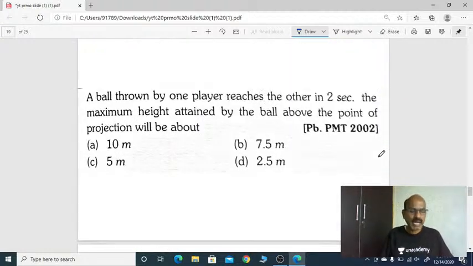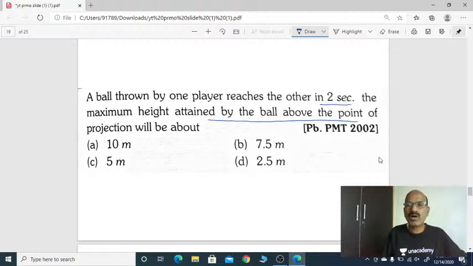A ball thrown by the player, see that clearly is given. A ball thrown by one player reaches the other in 2 seconds. The maximum height attained by the ball above the point of projection will be, right? So we know that. See that question, try to understand. A ball thrown by one player reaches the other in 2 seconds. So what is the time of flight?